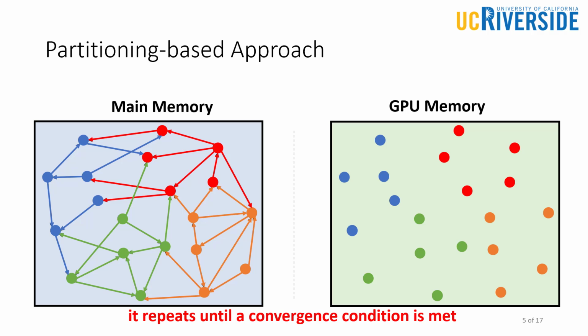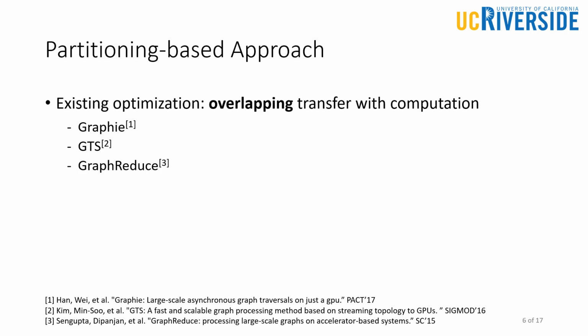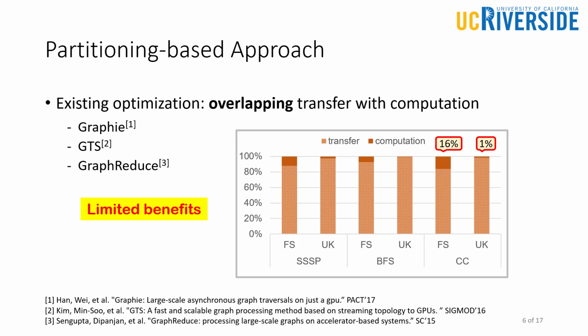However, the problem with this approach is that the graph loading from CPU to GPU becomes the performance bottleneck. In fact, it dominates the total execution time. To address this issue, existing graph systems try to hide the data transfer cost by overlapping it with the graph computation. Unfortunately, the benefits of this optimization are limited. As shown in this figure, for many graph applications, the cost of data transfer is significantly higher than the graph computation time. This means the data transfer cost we can hide is very limited.